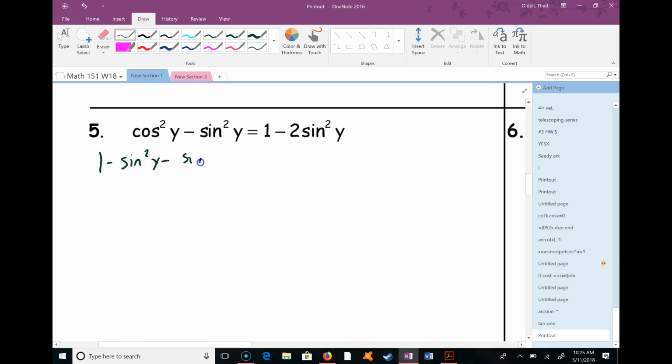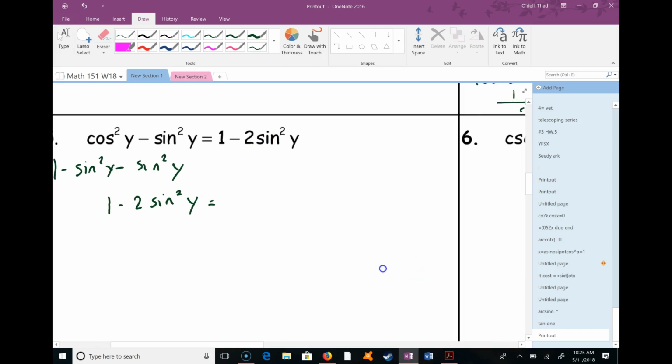Of course, that's still sine squared there. And when I do that, obviously I can just add those two together, and I get 1 minus 2 sine squared y. And oh, I already got it. That was a quick one. Okay?